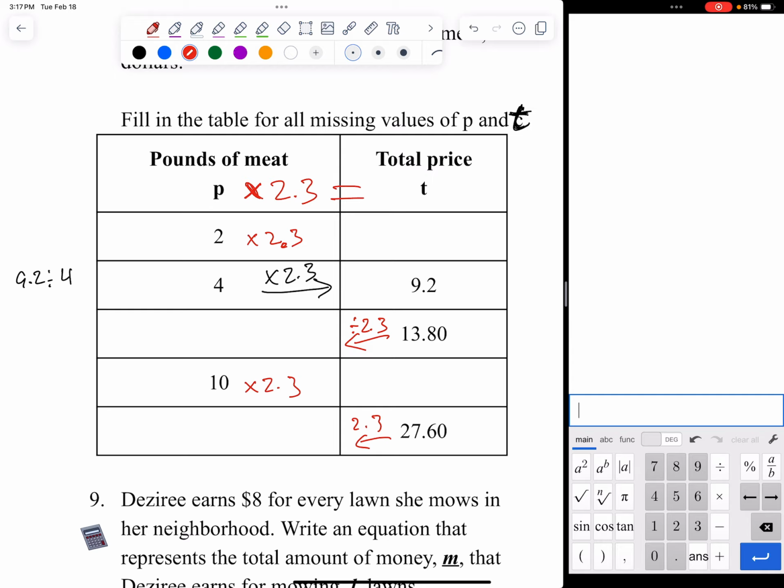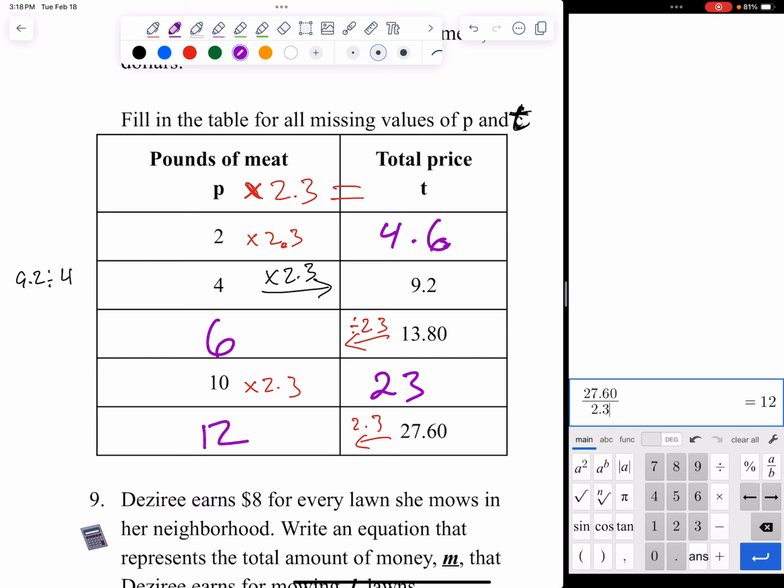So let's start at the beginning, calculator time. 2 times 2.3, and I get 4.6. All right, now I have 13.80. And I go backwards, so divided by 2.3. Hey, look, I got a whole number. So that's looking good for me. All right, then I go the other direction. So I'm at 10 now. So 10 times 2.3, and I get 23. And then finally, I got 27.60, and I go backwards. So divided by 2.3, and I got 12.